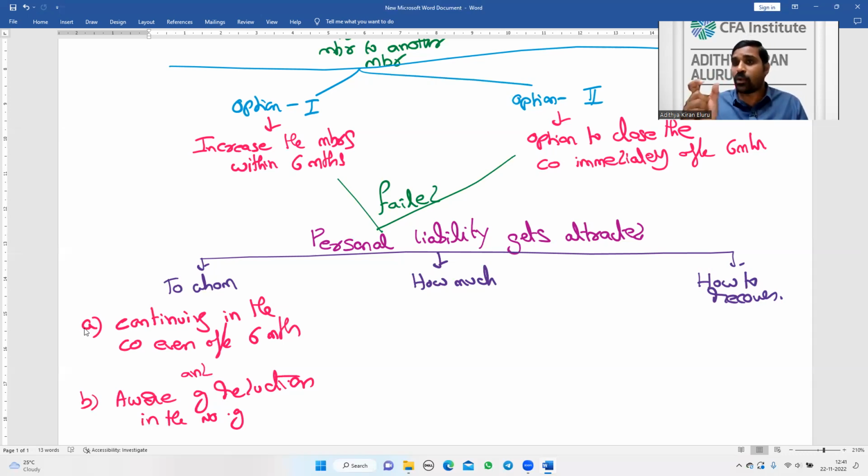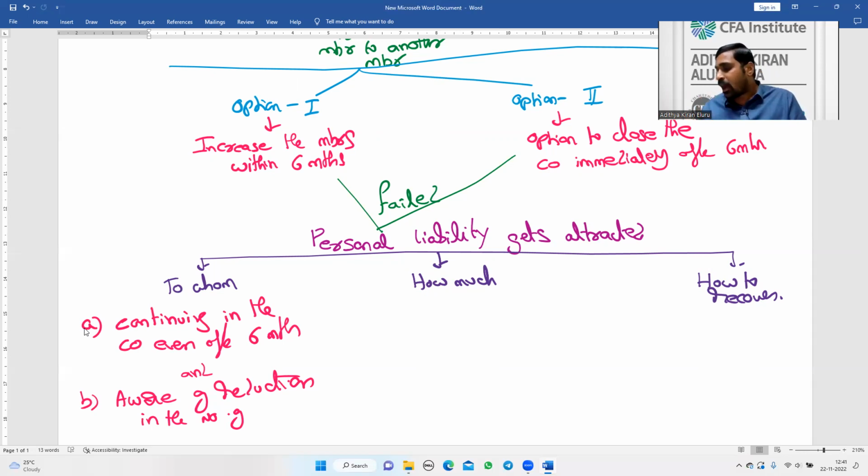Therefore, a member who gets attracted by these two conditions will get personal liability. In order to escape from the personal liability, he has to escape from any one of these conditions. Either he should leave the company within 6 months, or he has to prove that he is not aware of the reduction in the number of members. If he can escape one of these conditions, then he is out of the personal liability. If both these conditions are attracted, then personal liability will come.